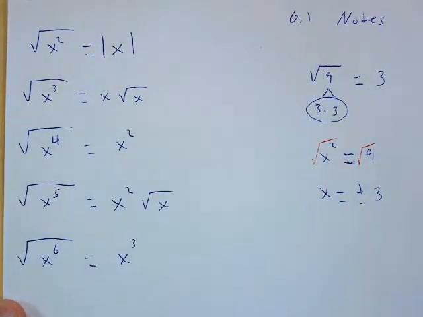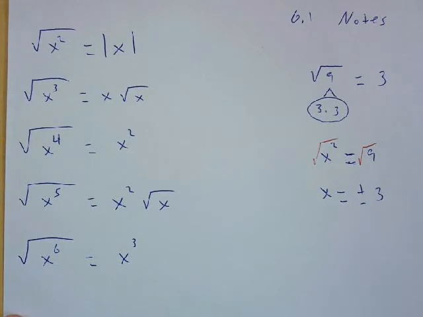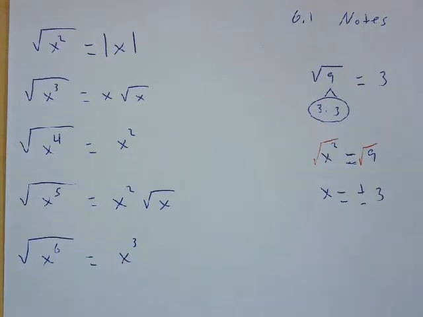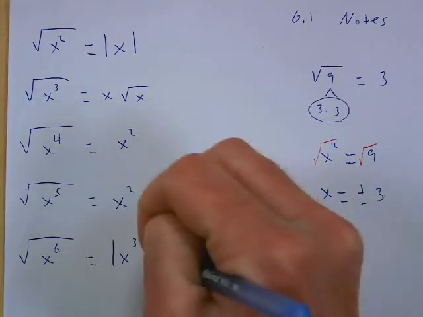Okay, let's see, do I need any absolute value bars here? Well, can x be a negative number here? Sure, because when I raise it to the 6th power, it's going to be a positive number, and yeah, I can take the square root of that positive number. But if x is negative, well, what happens over here? If x is negative, a negative number to the 3rd power is going to be negative. That's not okay. I can't take the square root of something and get a negative answer. So then that's when we want absolute value bars.